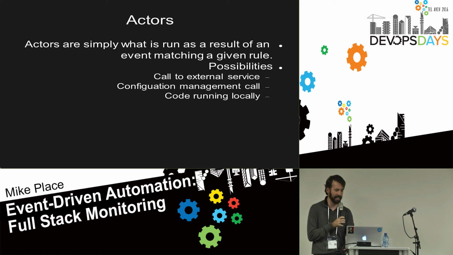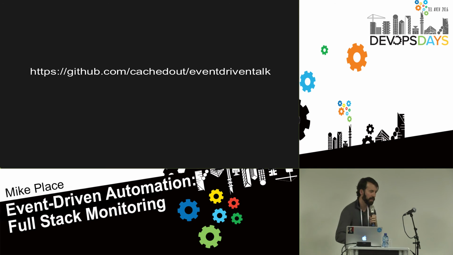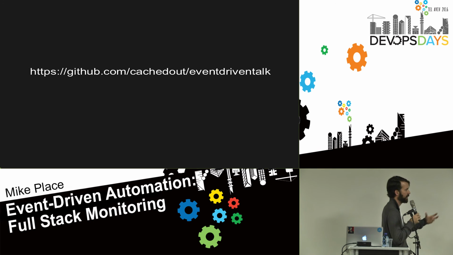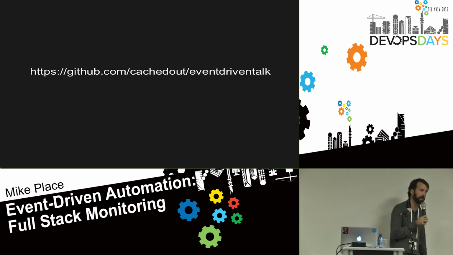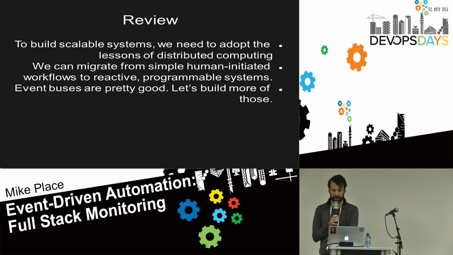We need an actor. An actor is simply something that's run as a result of an event matching a given rule. That could be a call to an external service, a config management call, code that runs locally, what have you. I did create a sample of all of this because I know that some of these concepts can be abstract. If you want to look at it, I put it all there.